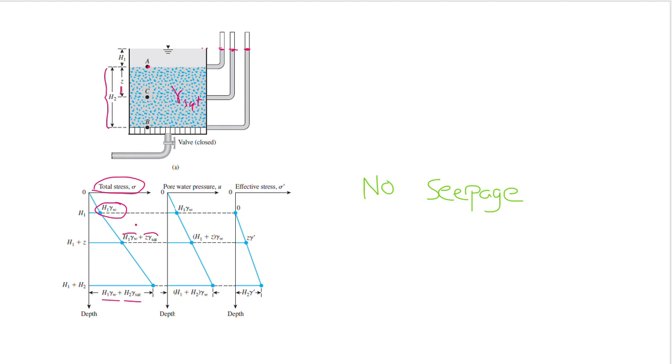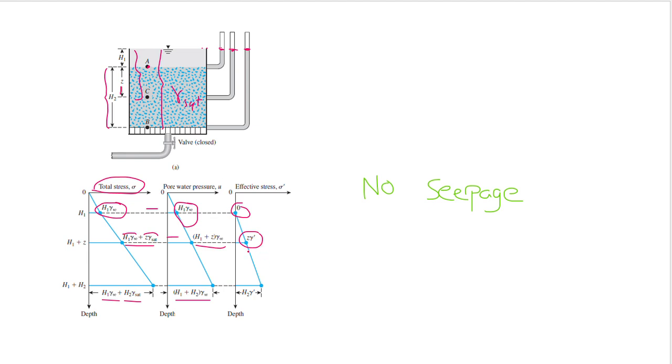The pore pressure is also easy, it is linear. At point A, it is H1 gamma water because the water goes up to here. At point C, it is H1 plus Z, times gamma water. And at point B, the piezometer goes up to this total height, H1 plus H2, times gamma water. If we subtract these terms, the total stress minus the pore pressure, we get the effective stress, Z gamma prime.